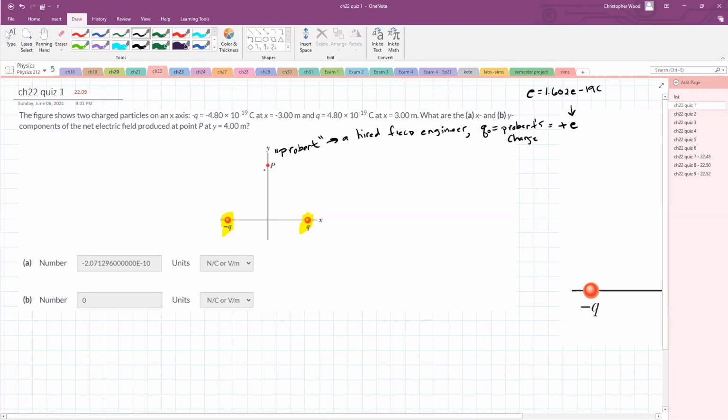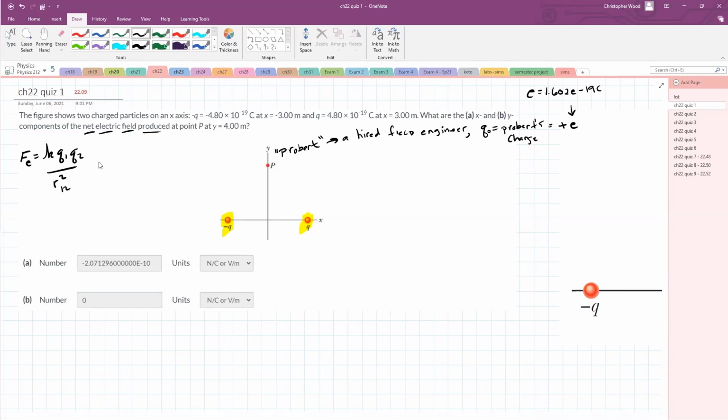of fancy. Probert is standing at point P, and the question is, what is the net electric field that Probert feels at this point P? So that's the question. So from the lecture video, well, even from a long time ago, you know that the Coulomb force is K Q1 Q2 over R12 squared. This needs to be digested fully.